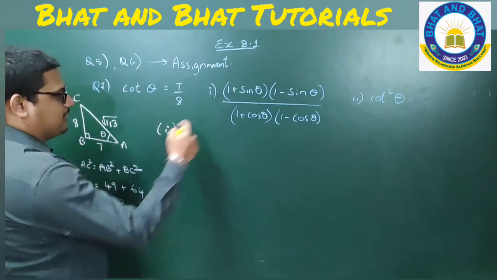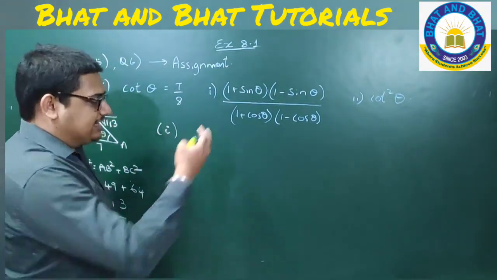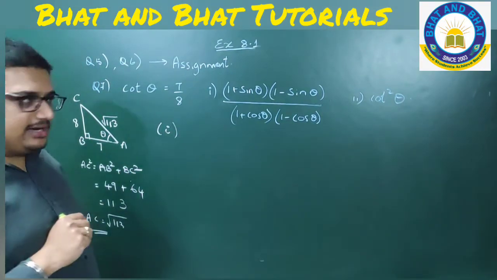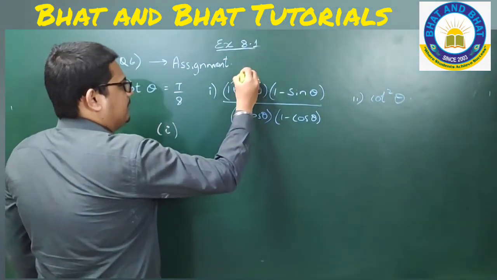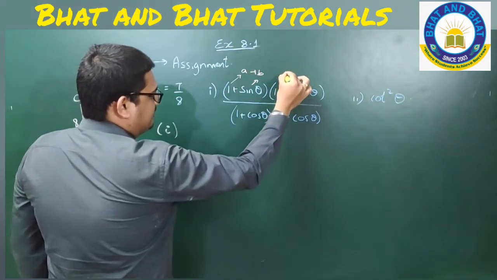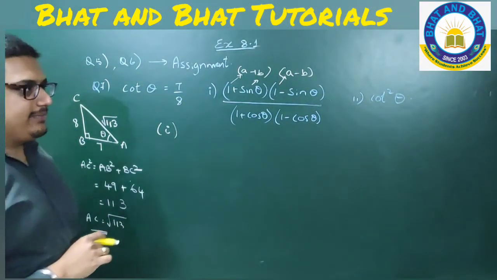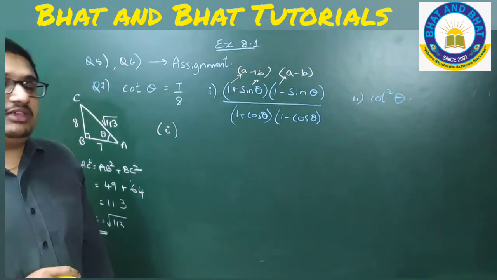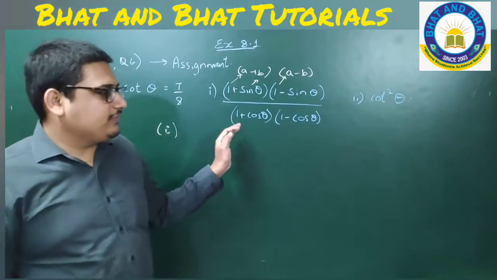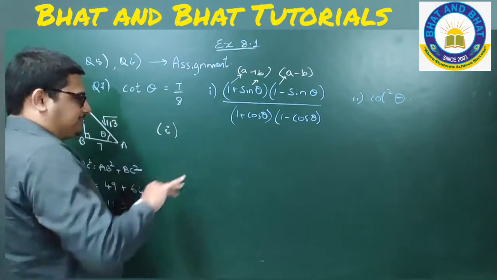My first subpart is (1 plus sin theta) into (1 minus sin theta). There are two ways of solving this. Directly you can do the substitution, or you can use the algebraic identity formula that you have studied. If I consider 1 as A and sin theta as B, then this becomes A plus B and this becomes A minus B. A plus B into A minus B is A square minus B square. Similarly, the denominator is also in the form of A plus B into A minus B. So let me do the direct substitution and solve it.